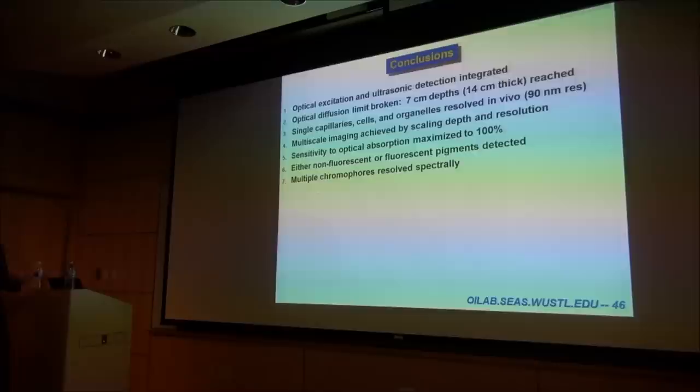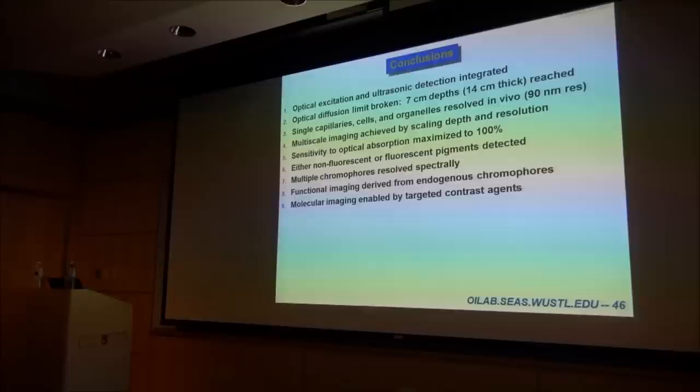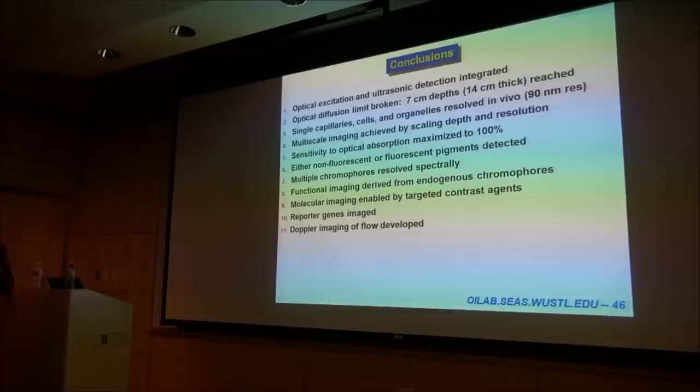Functional imaging is possible from endogenous absorbers like oxy- and deoxy-hemoglobin molecules. Molecular imaging is enabled by targeted contrast agents. Reporter genes can be imaged as well. I don't have time to talk about it, but we've imaged all sorts of reporter genes. Doppler imaging has been shown, which provides you metabolic imaging.